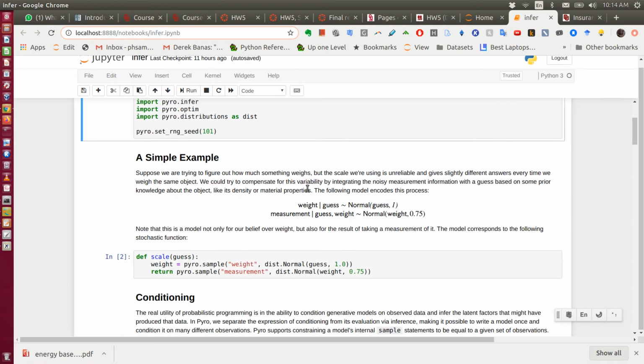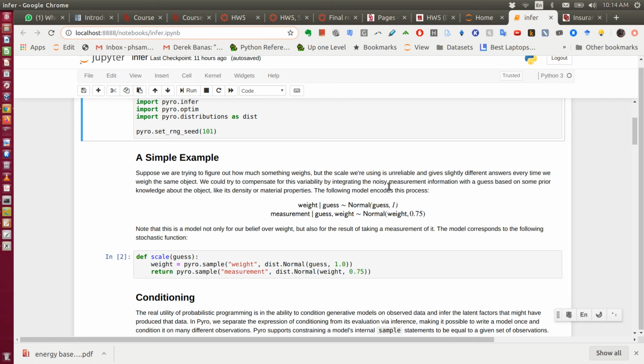Okay, basically we're trying to take some measurement. We have some actual weight. It's Gaussian distributed with a prior. They call it the prior guess, with a standard deviation of 1. So this notation is a little bit different from what is in class. I believe this is understood as the standard deviation rather than the variance. So this has to be careful.